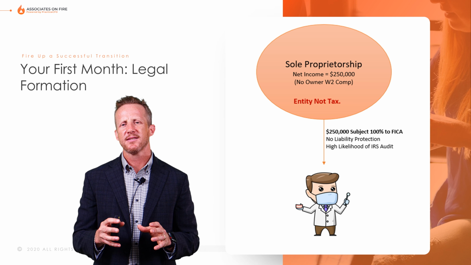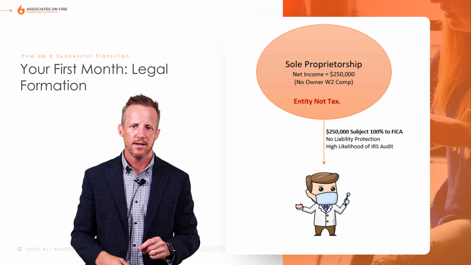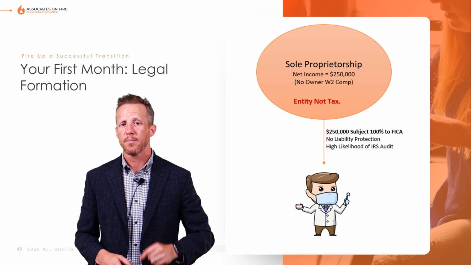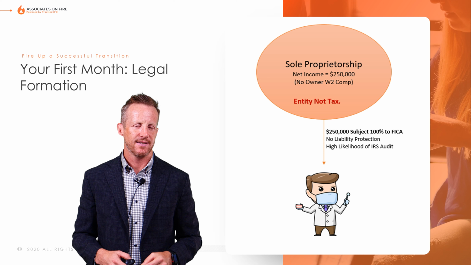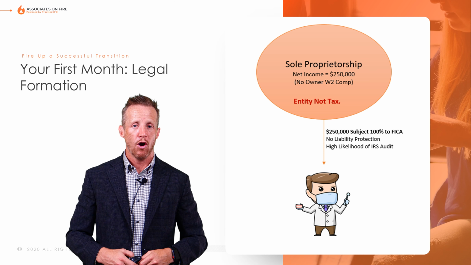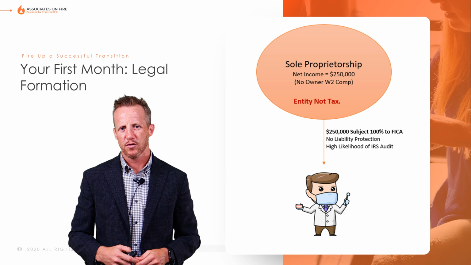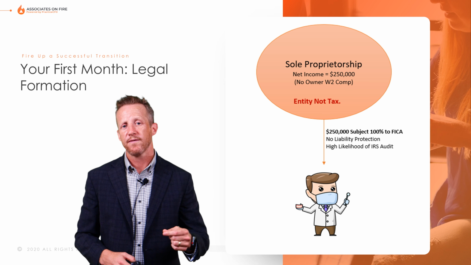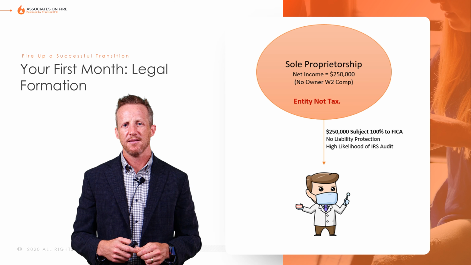And here is the disadvantage of the sole proprietorship format of running or owning your business: number one, 100% of that $250,000 is subject to FICA taxes. And FICA taxes are Social Security and Medicare. Social Security is 6.2% and Medicare is 1.45%. And so that adds up.